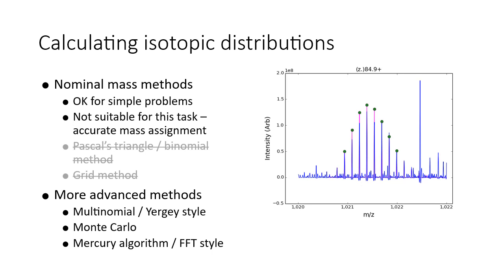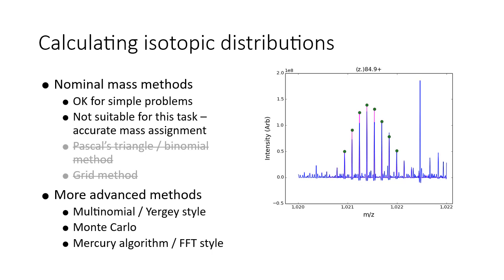So we can't use them for this task of accurate mass assignment, and we're going to have to use more advanced methods. When you need to produce isotopic distributions that can realistically match both the peak shape and the visible isotopic fine structure in a real spectrum, there are three main classes of more advanced calculation methods. The first is the multinomial approach, which is essentially an extension of the binomial method we covered in the earlier video, but extended to allow any number of elements and their isotopes to be calculated. This method was pioneered by a scientist called Yergey, so these approaches are often called Yergey methods.